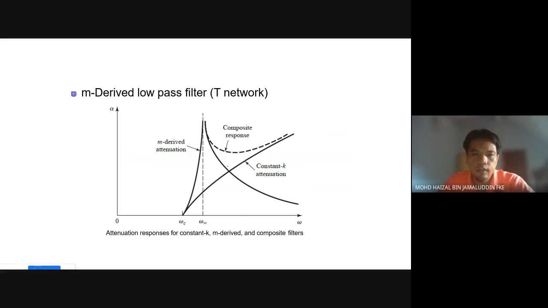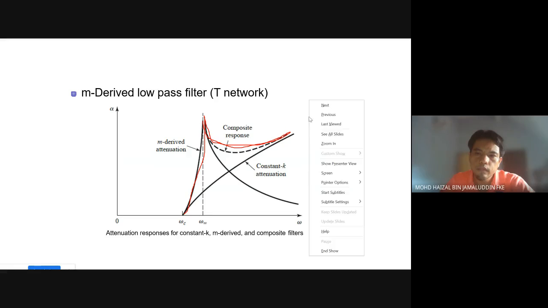How is it done? Okay. So when you are using the composite technique, the third one, it's combined. They are using m-derived, so you have the sharp cutoff here, follow the red line, and then it maintains the attenuation using this red line. That's how it is done using this technique.